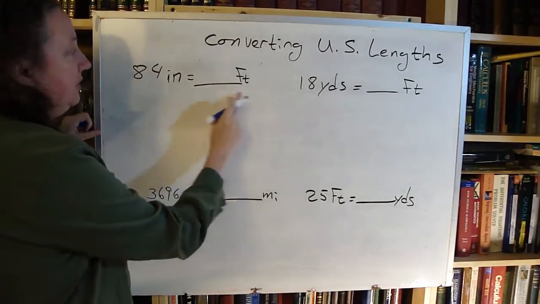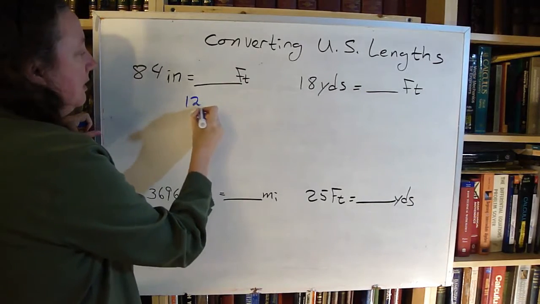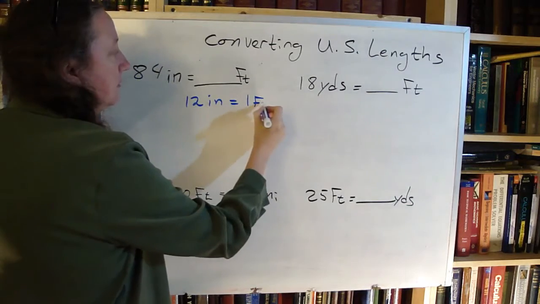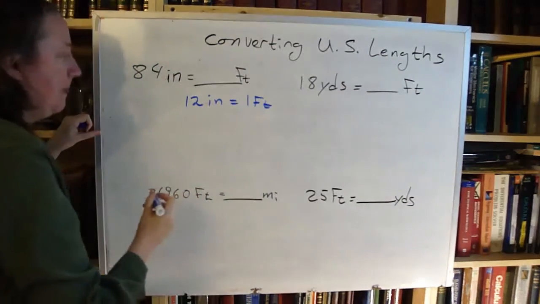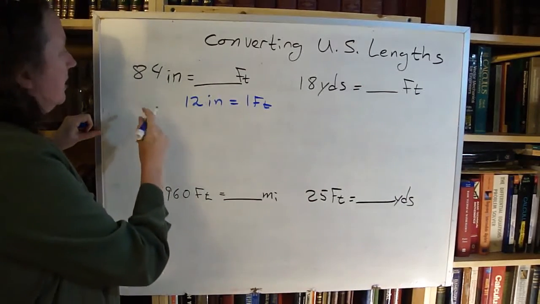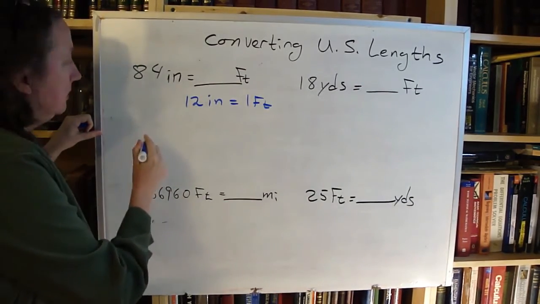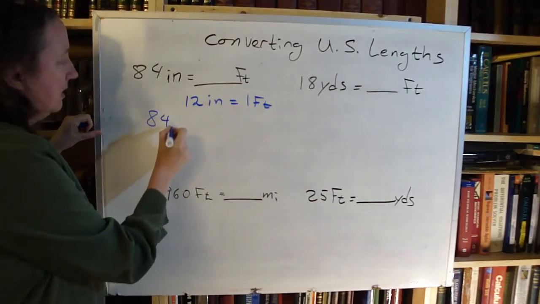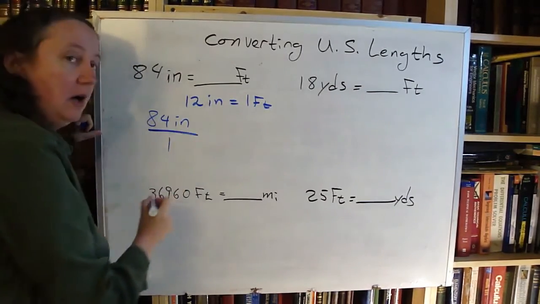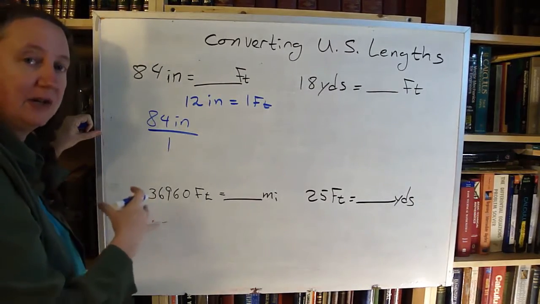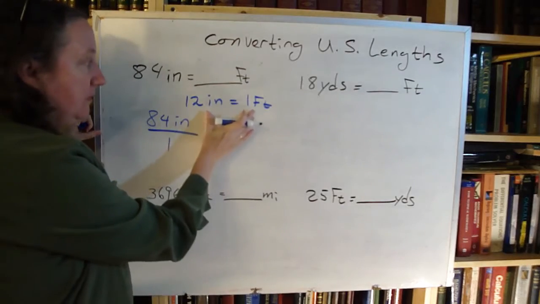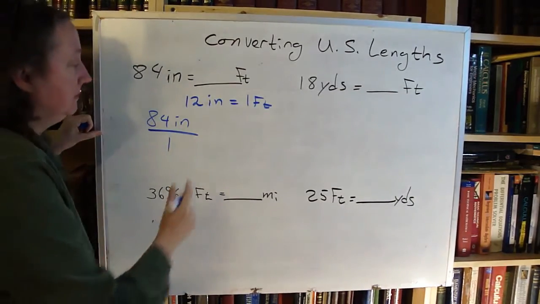So looking at inches and feet, there are 12 inches in 1 foot. So we're going to set this up using conversion factors. I'm going to start with what I know. I have the 84 inches. I'm going to put it over 1 so I have a fraction so that I can use the fraction conversion factor.